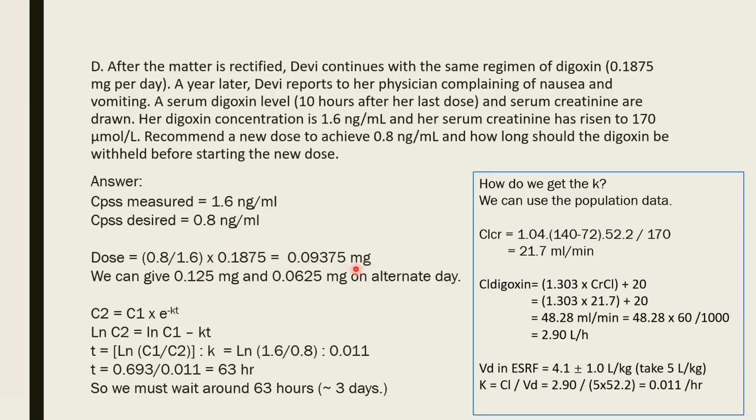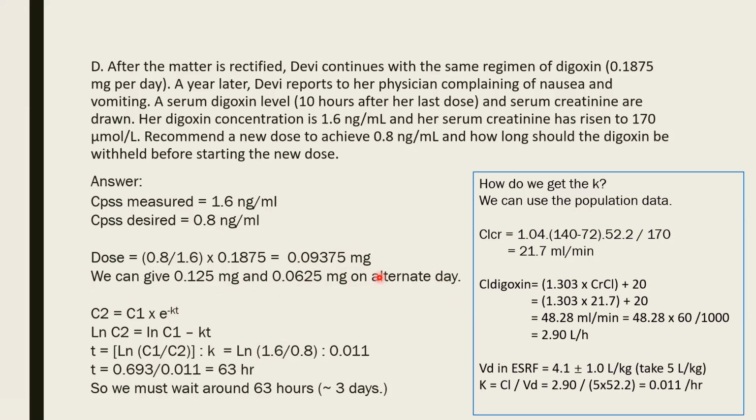So for this one we can't give 0.0625, right? It's too far away. So we can give 0.125 milligram and 0.0625 milligram on alternate days. Because if we calculate this one and divide by 2, it is almost this. Okay, so we give this one. So our daily is 0.09375 milligram.